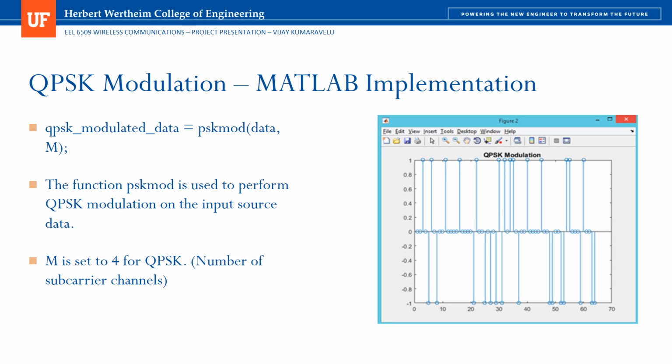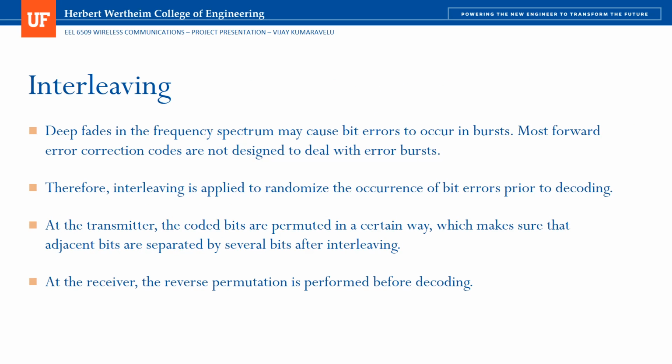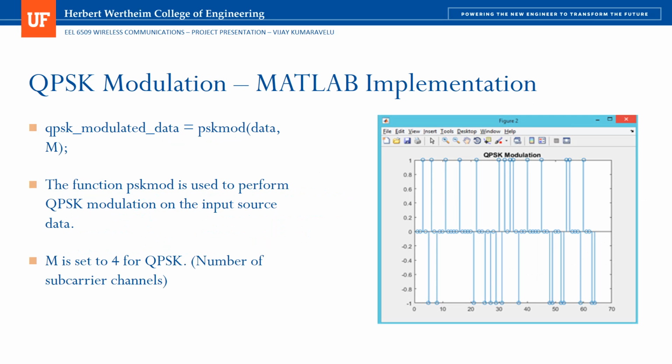So in the MATLAB implementation, as you can see, I took the signal from the original data, and it was divided into multiple subcarriers, as I will show in the next slide. Then I used the PSK mod function in order to perform QPSK modulation in MATLAB, where M is set to 4 for the number of subcarrier channels.